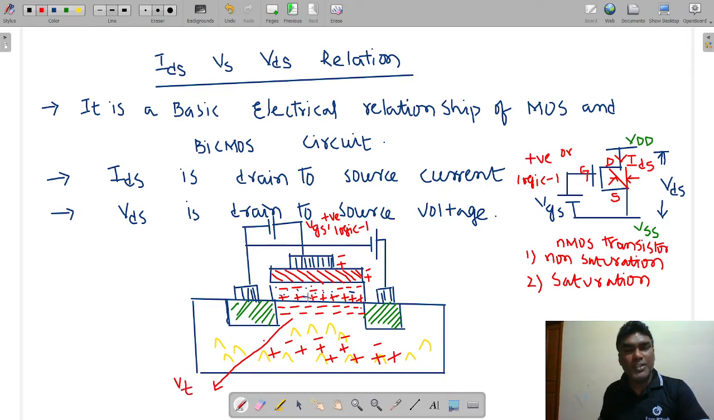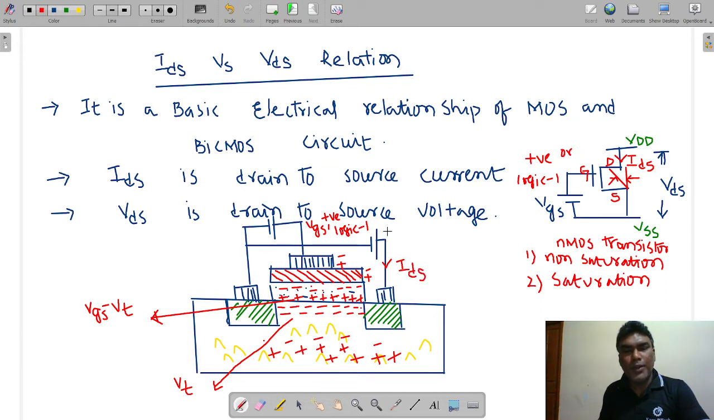Applied voltage is VGS, and the minimum required voltage is VT. Then the remaining channel voltage is VGS minus VT. Now there is a channel formation. After that, there should be a current flow from drain to source. Current flow from drain to source is called IDS.